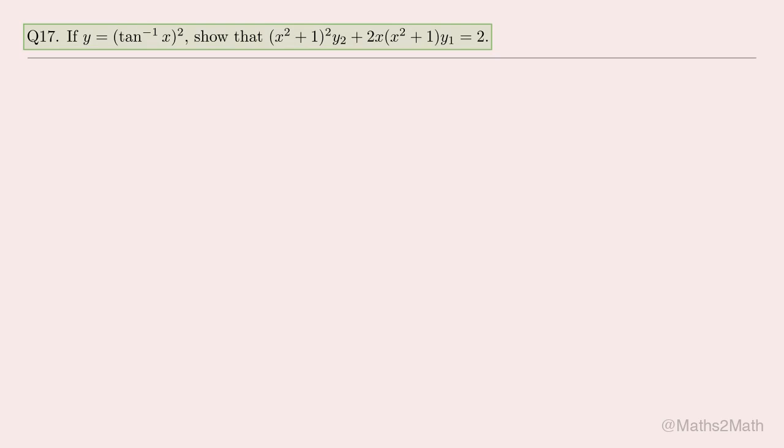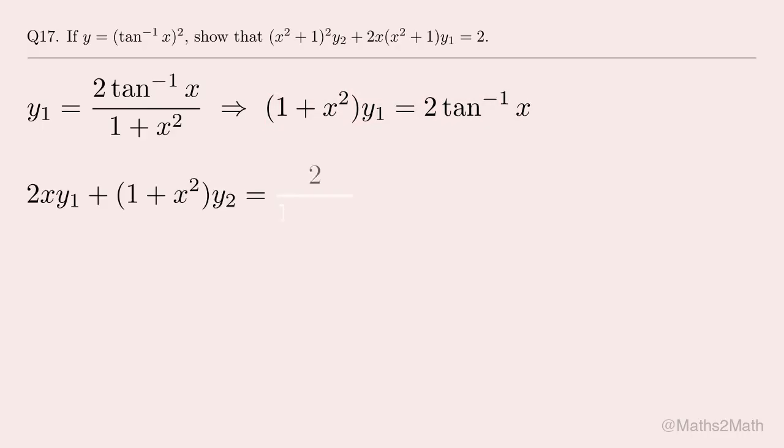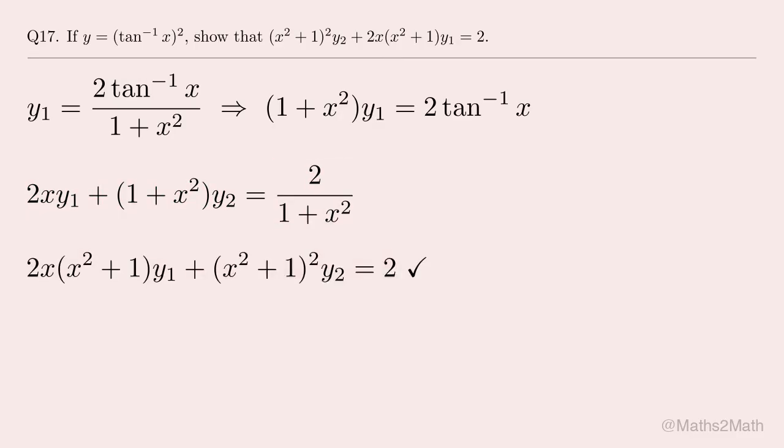Question 17, the last one. The square of inverse tangent with a target equation in y1 and y2. Clear the denominator early, then differentiate the cleaned equation. First derivative by the chain rule, then multiply both sides by 1 plus x squared. Differentiate the product. 2xy1 plus the bracket times y2 equals 2 over 1 plus x squared. Multiply through by 1 plus x squared. Exactly the required identity.